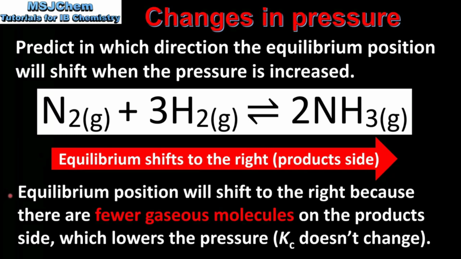So the equilibrium position will shift to the right because there are fewer gaseous molecules on the product side, which lowers the pressure. As we saw earlier, there are fewer gaseous molecules on the product side of the equation. When the pressure is increased, the equilibrium position shifts to the side with fewer gaseous molecules, which has the effect of lowering the pressure of the system. Just like for changes in concentration, changes in pressure do not affect the value of the equilibrium constant Kc.